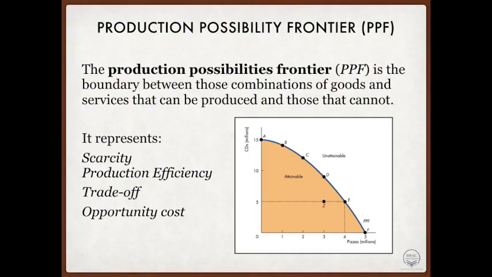Second is production efficiency. Note, we can only achieve production efficiency if we cannot produce more of one good without producing less of some other good. And when production is efficient, we are at any point on top of the PPF, or the blue line.